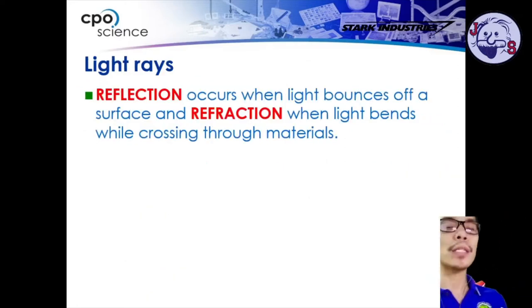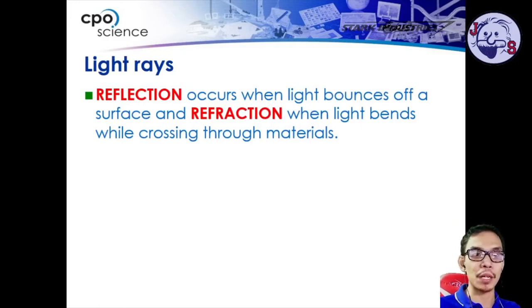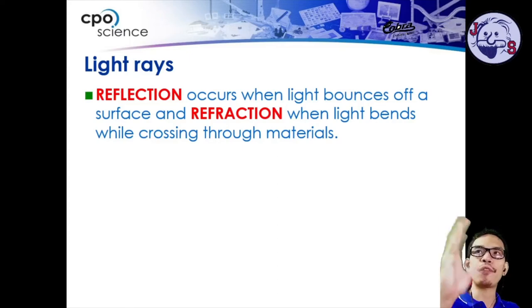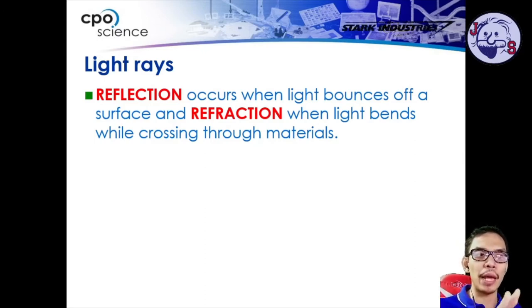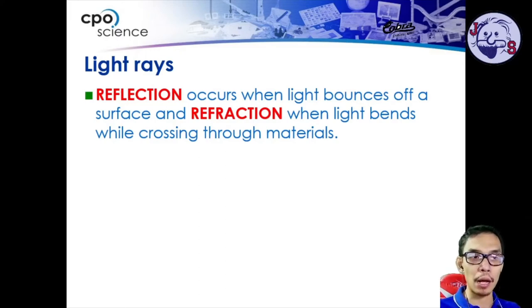There are two ways light behaves in a certain material: reflection and refraction. Remember, in our discussion about the properties of electromagnetic waves, since electromagnetic waves travel everywhere, they might be absorbed, they can be transmitted, and they can be reflected. Those are the three ways that might happen to electromagnetic waves. Two of them are reflection and refraction.